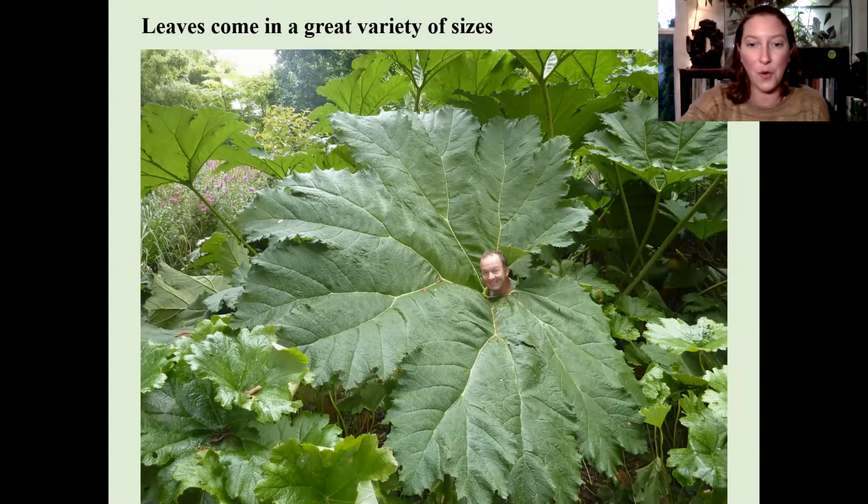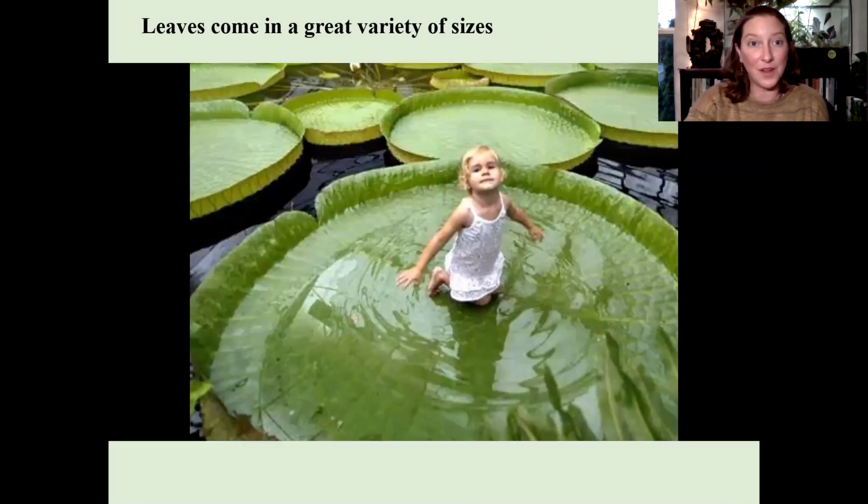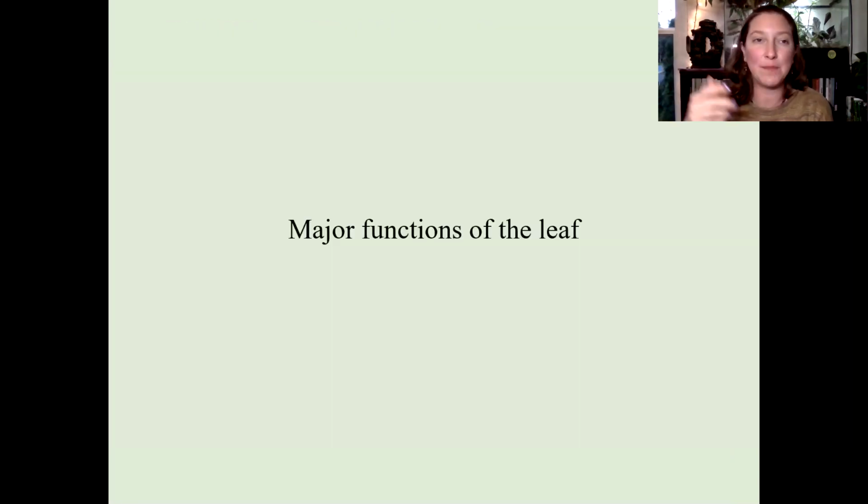But check this out, so big. Look at this one. Wow. So this is a type of water lily, believe it or not. And these water lily leaves are so big, this kid can just be on it. Yeah. So leaves come in a lot of different shapes, a lot of different sizes, and a lot of different colors, usually green or variations of green, but other colors as well.